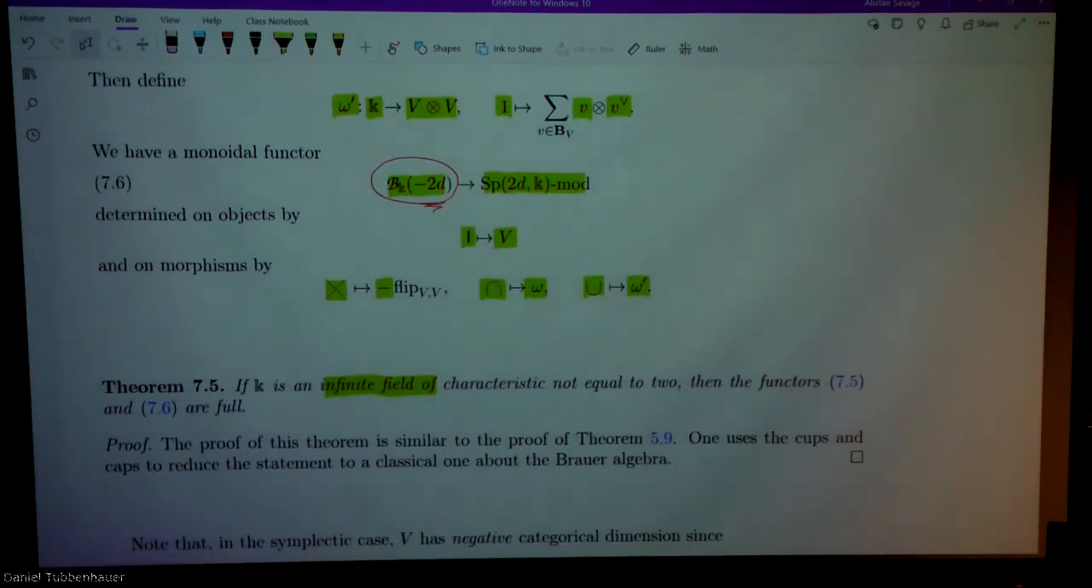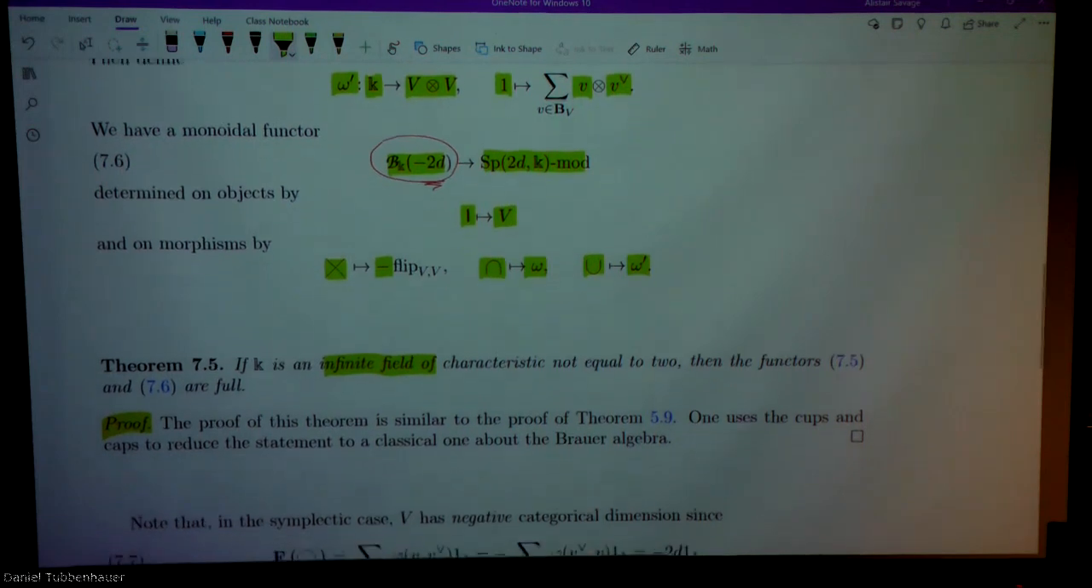The proof I won't go through this time because it's very similar to the proof we did for the oriented case. You do this same trick to reduce it to a statement about endomorphism algebras. And then it reduces to this classic result of Brauer that the Brauer algebra surjects onto endomorphism algebras of the tensor powers of this natural module. So the analog of Schur-Weyl duality, but for the orthogonal and symplectic groups. The same type of proof.